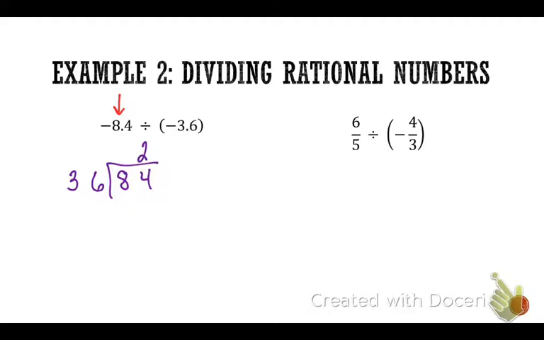So now we do our multiplication. 2 times 6 is 12. 2 times 3 is 6, plus 1 is 7. All right, now what do we do? Subtract. We have a remainder of 12, so we need to add a decimal and a 0 and bring down a 0. Okay, now how many times do we think 36 would go into 120?